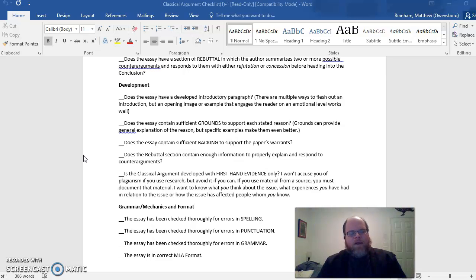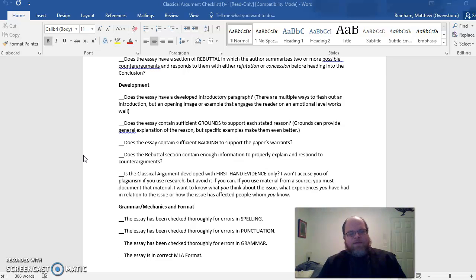Okay, also, if your stated reasons are developed with grounds, your warrants are developed with backing. So backing is just additional development or evidence to support your warrant. It also gives another level, another dimension to your reason paragraphs. So again, be specific. Focus on your concrete language and specific examples, and you'll do okay with your backing.